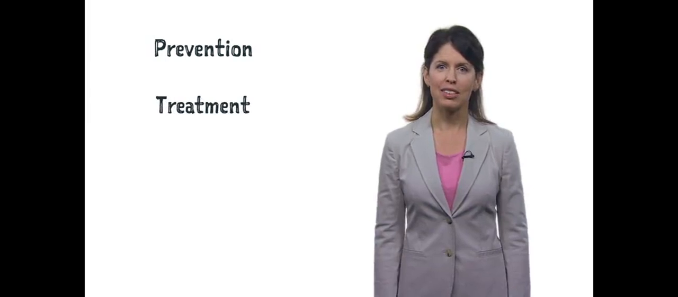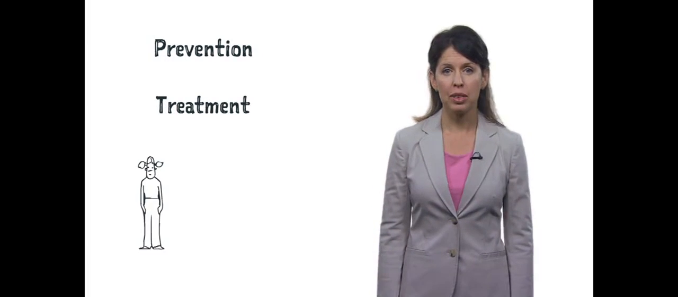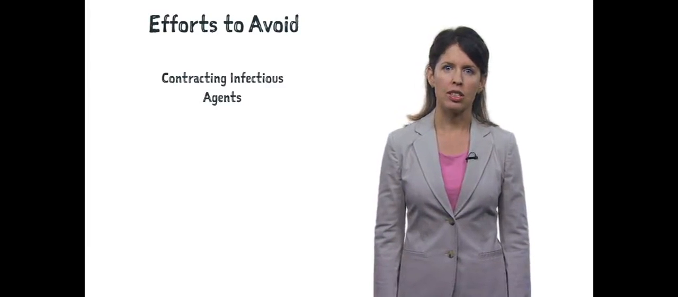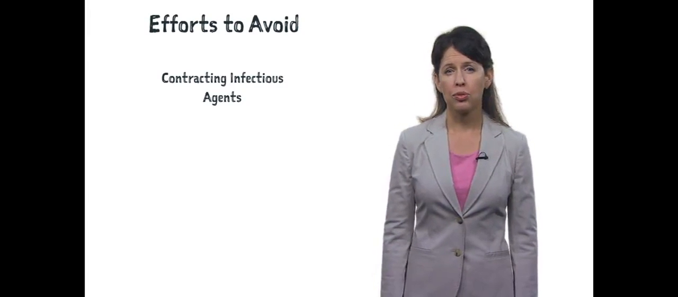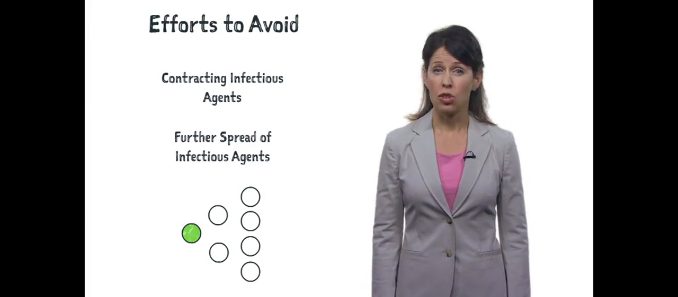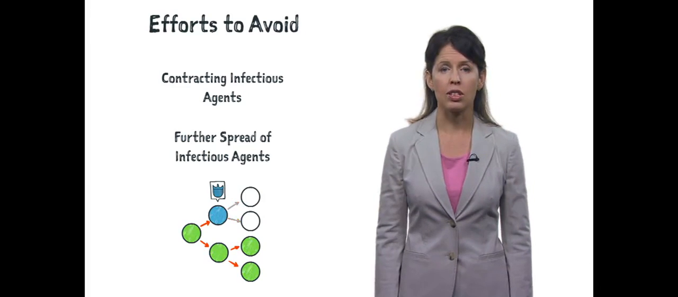To start, control efforts appear in two broad forms: prevention and treatment. Prevention and treatment efforts can happen at both the individual and population level. We'll start at the individual level. Prevention efforts fall into two categories: efforts to avoid contracting infectious agents and efforts to avoid further spread of an agent. Effective prevention depends on a strong understanding of the transmission dynamics of a particular infectious agent.